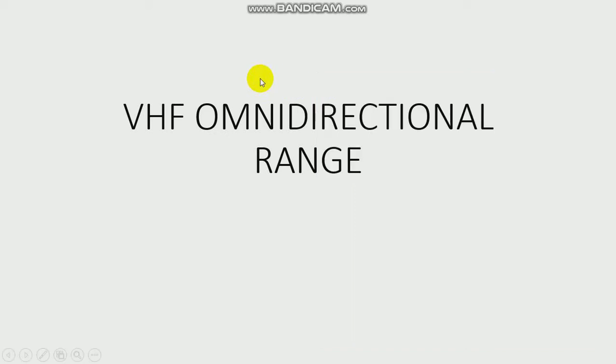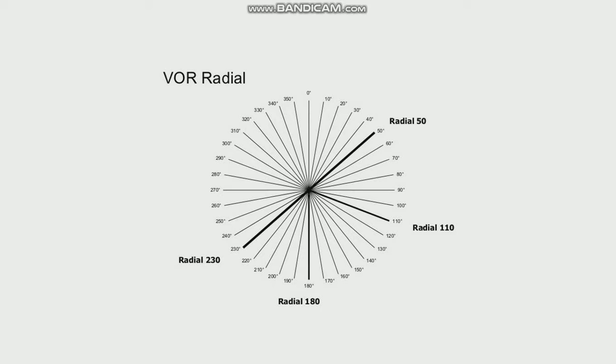VHF omnidirectional range. The VOR is a station that transmits frequencies around it, and it transmits with the increments of 10 degrees, and these segments are called radials.